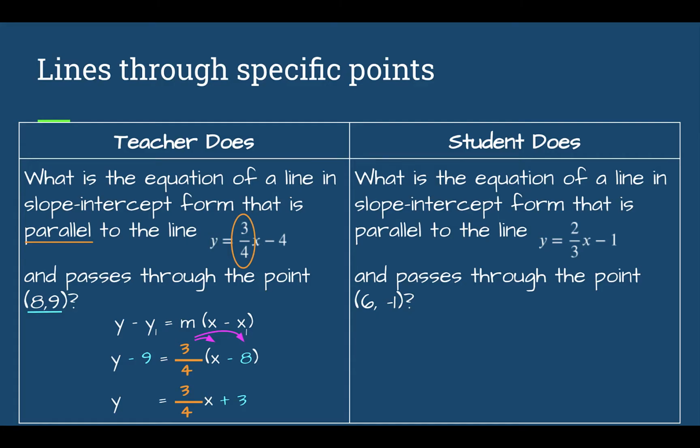Now it's your turn. Pause the video and come up with the equation of a line parallel to the one given that goes through the point 6, -1. Don't forget, you can use Desmos to help you out. Check your answer. It should have had the same slope, 2/3, and to go through that point, it must have had a y-intercept of -5.